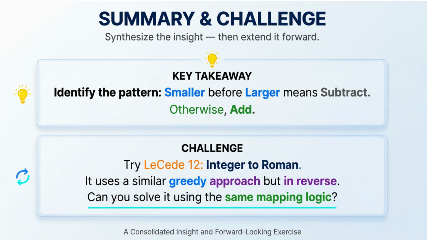Let's quickly summarize what we've learned and take it one step further. Here's the key takeaway. Identify the pattern. If a smaller value comes before a larger value, we subtract. Otherwise, we simply add. Now for a quick challenge. Try solving LeetCode problem 12, integer to Roman. It uses a similar greedy approach, but in reverse. Can you solve it using the same mapping logic?